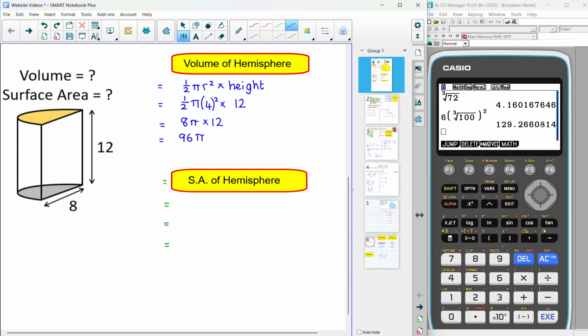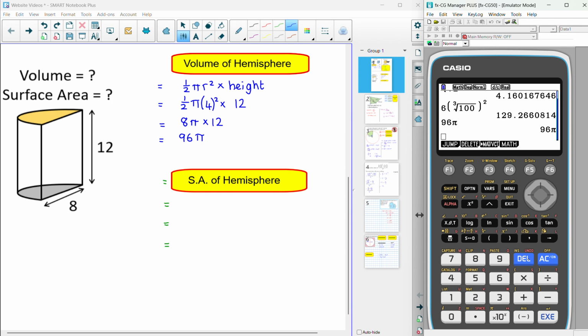And let's plug that into a calculator, see what we get. 96, shift, pi, press the equals button, then the SD, and that should give us an answer of 301.6, and that's going to give us units. It's a volume, so it's going to be units cubed. There you go. Now the next question is actually asking us for the surface area of the hemisphere.